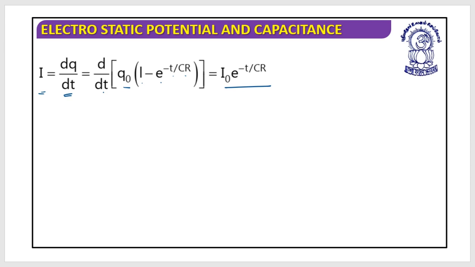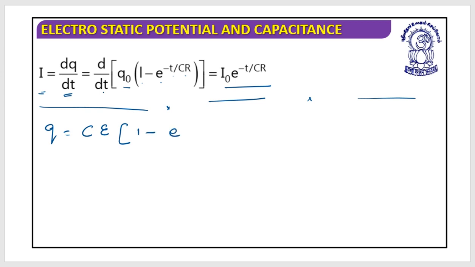Are you sure? So what we are going to study, we are going to discuss two situations, one for the charge, another for the current. Before we begin our study, let's understand that my charge was given as q equals CE into bracket 1 minus e to the power of minus t divided by R into C. This was the relation. Now what is the value of time?